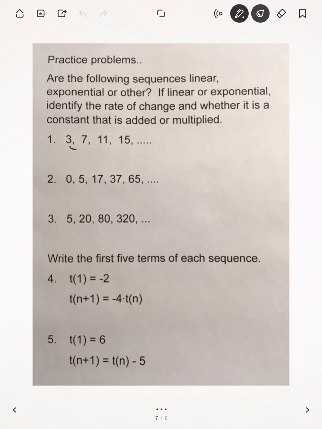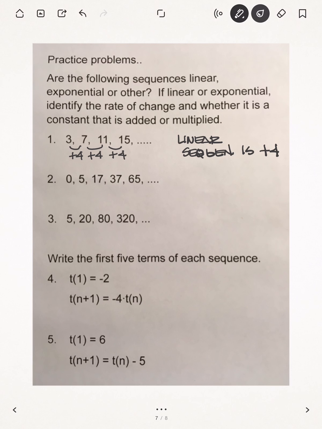So let's look for a pattern. We are adding 4. We are adding 4. We are adding 4. So what type of sequence is this? This is a linear sequence because I'm adding 4. My sequence generator is plus 4. That is my constant that I'm adding every time.